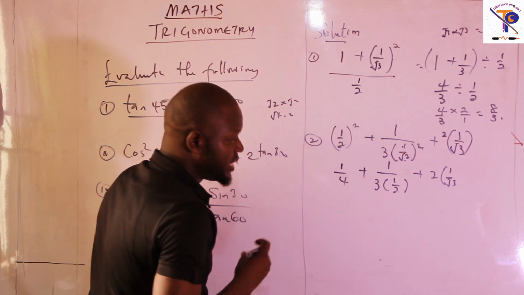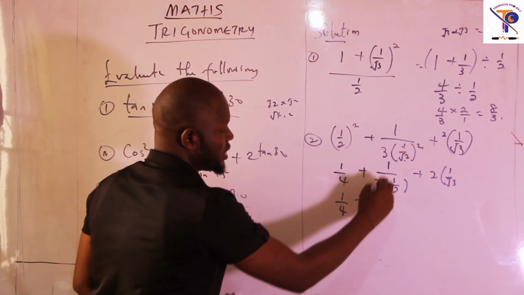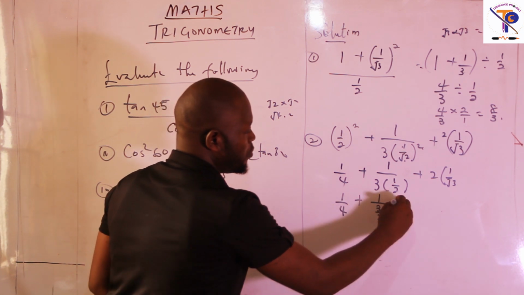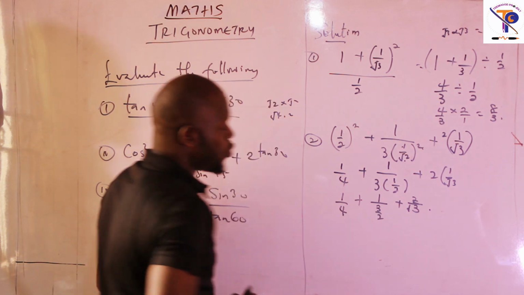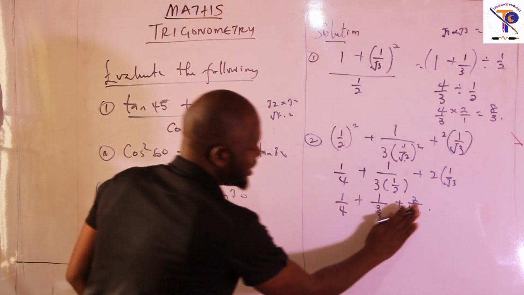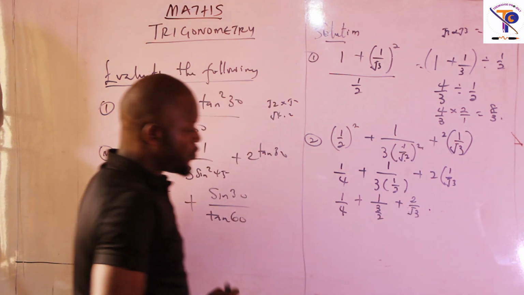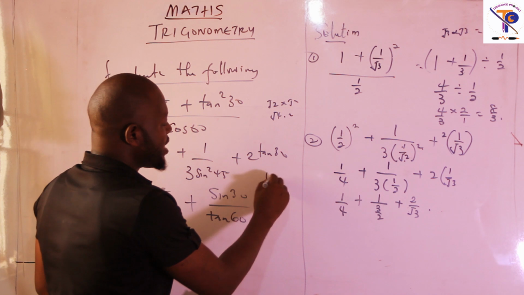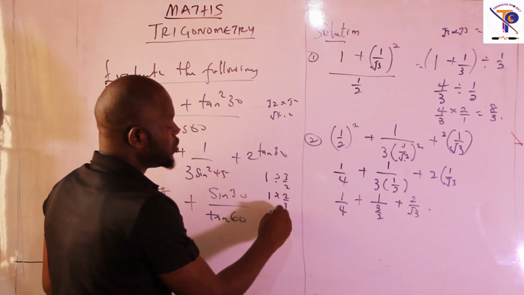So let's continue from here. I have 1 over 4 plus 1 over 3 over 2 plus 2 over root 3. This is what I have. Let me rewrite this one. That is 2 over root 3. From here, let me reciprocate this one. If you have 1 divided by 3 over 2, ideally you have 1 times 2 over 3. That is 2 over 3.